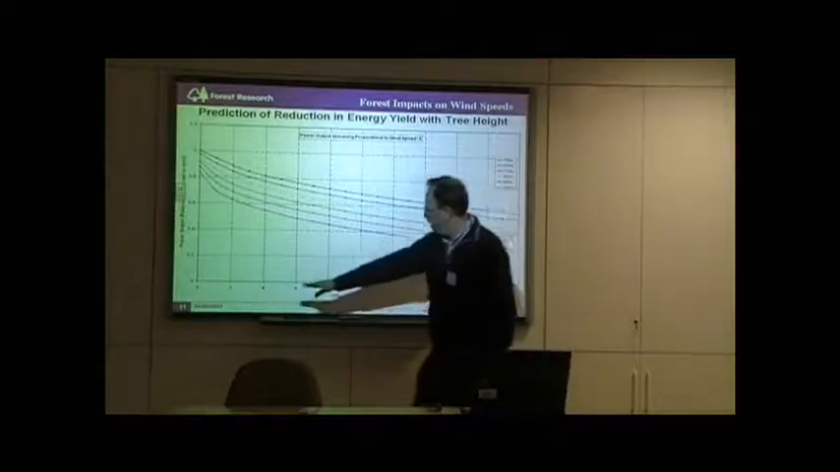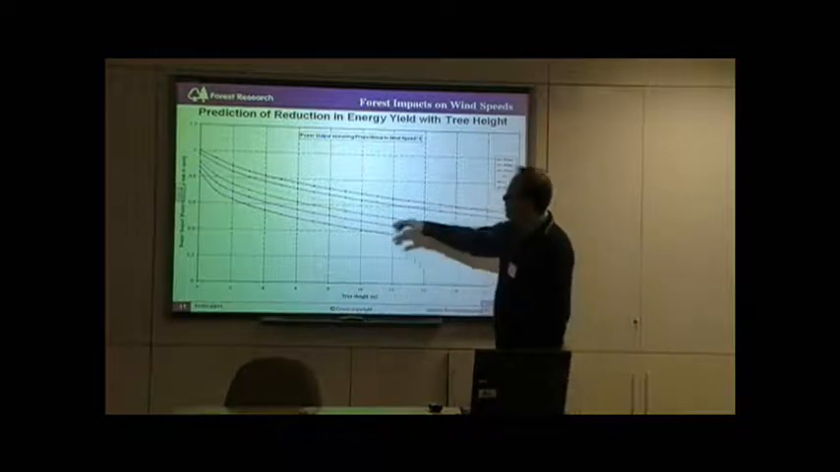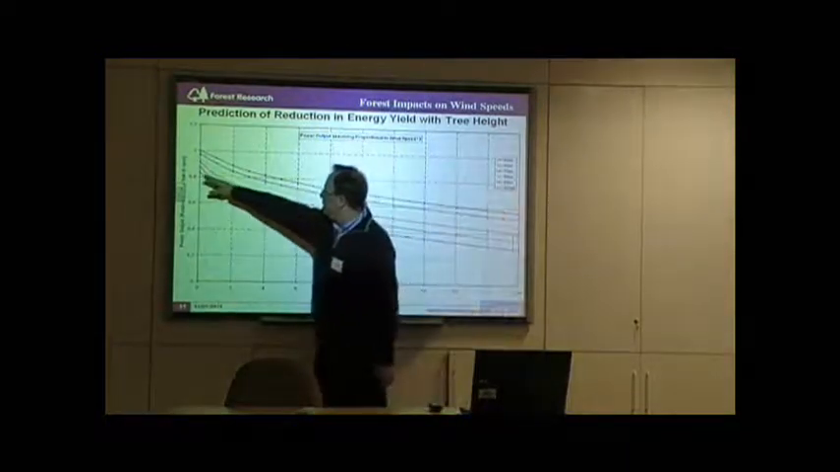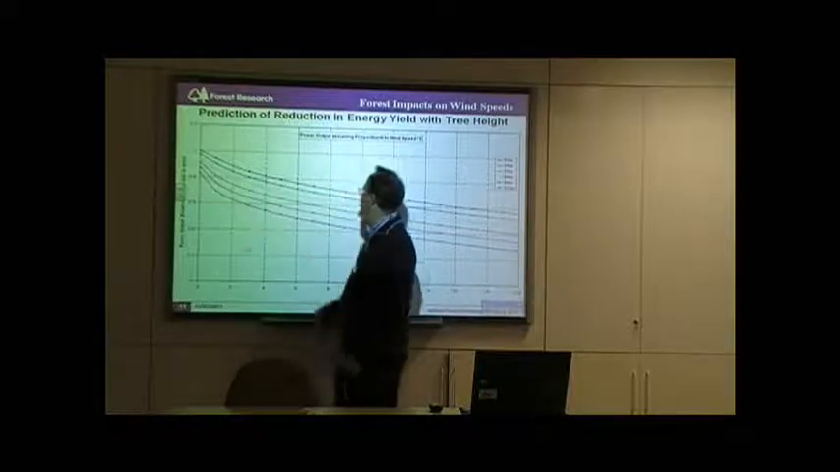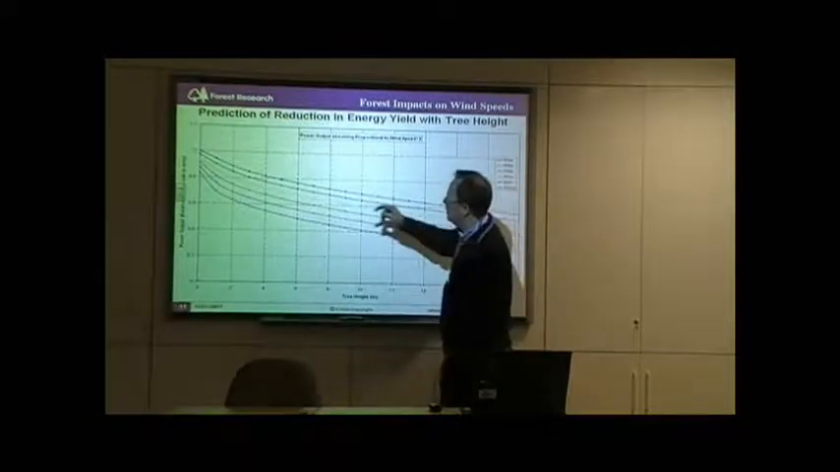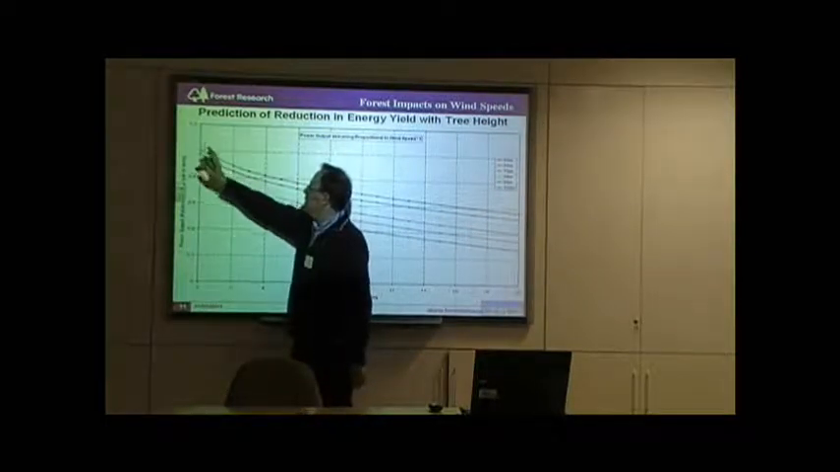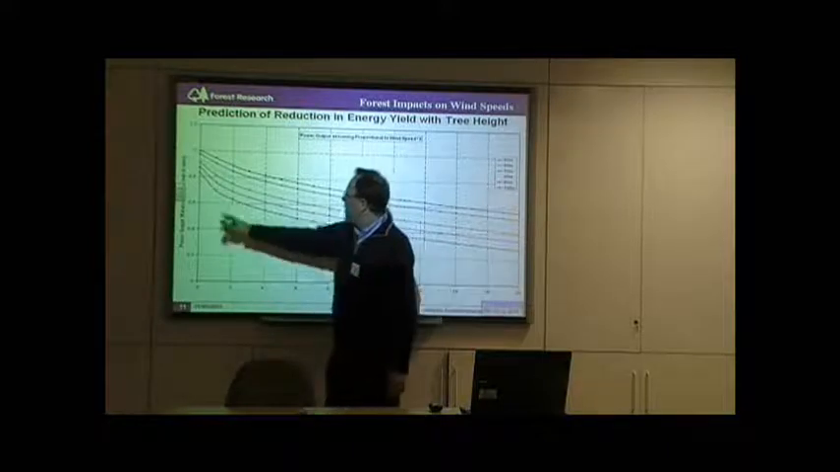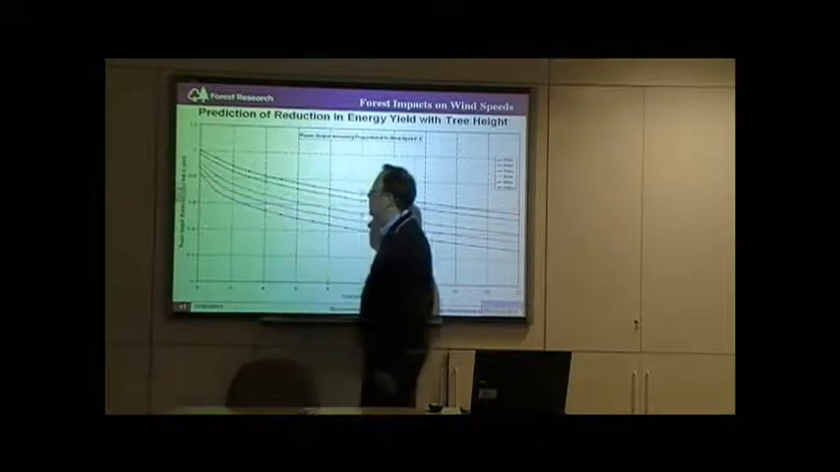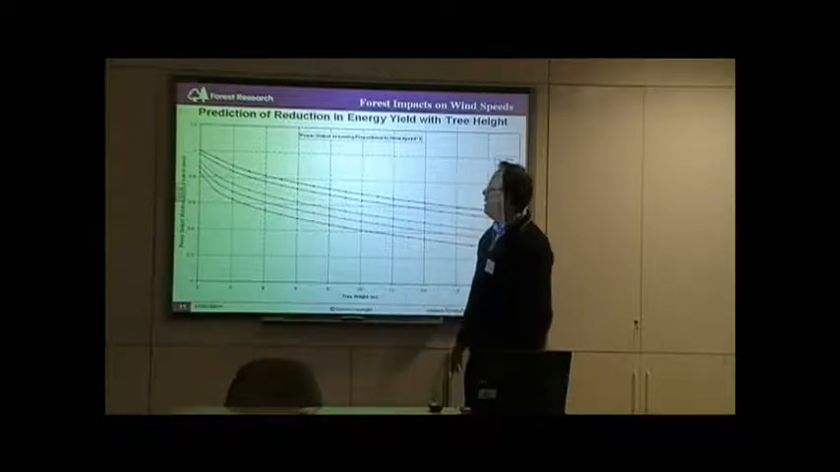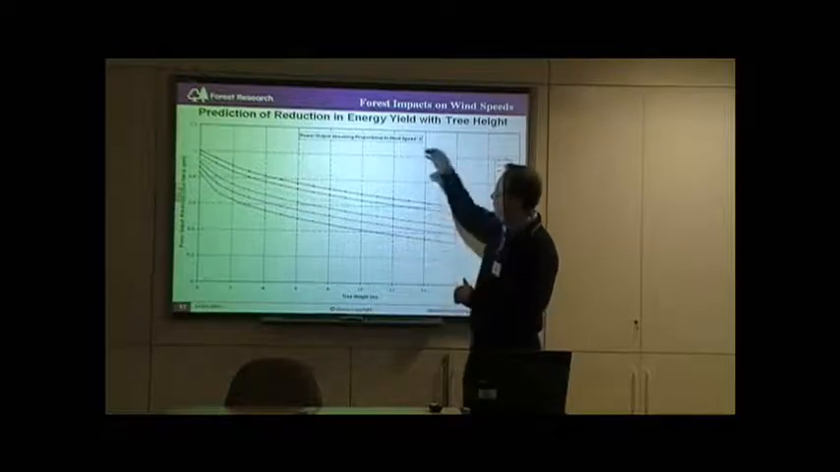So here we have tree height increasing. And then what I've done is I've compared the wind speed at different heights above the ground relative to a hub height of 100 metres. So with no trees, at hub height, obviously, the ratio is 1. Whereas at 50 metres, so halfway to the hub height, you've got a wind speed which is about 0.8283, so 83% of hub height.